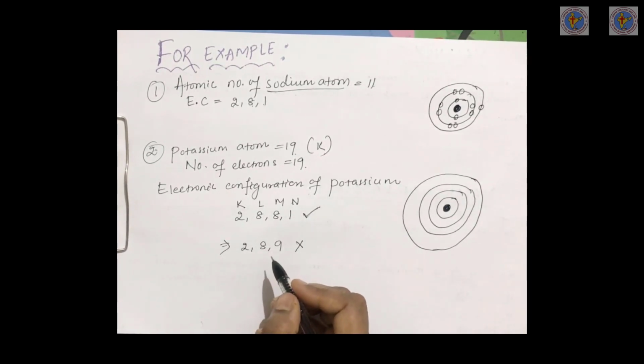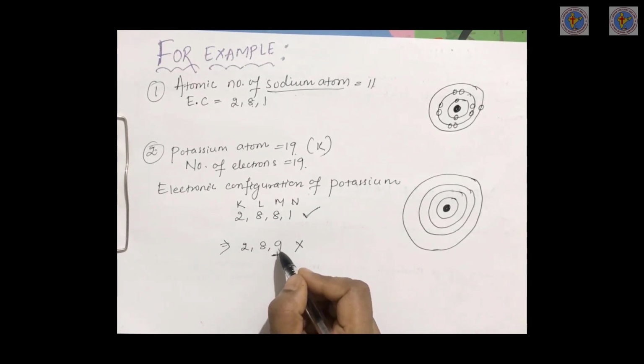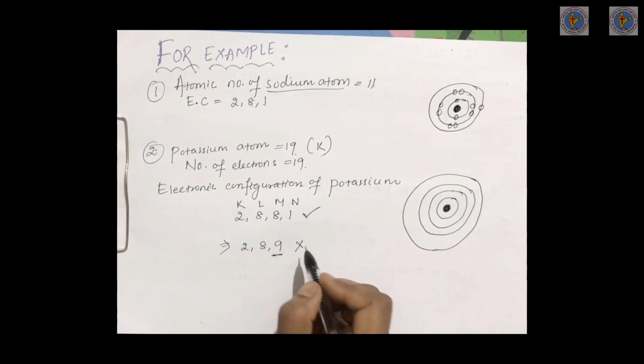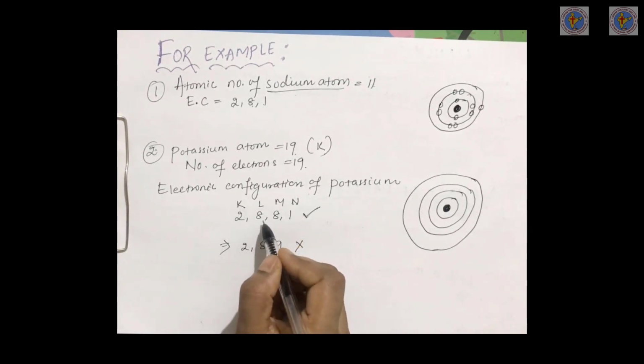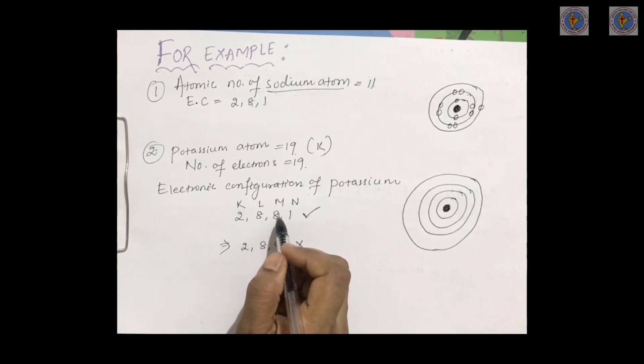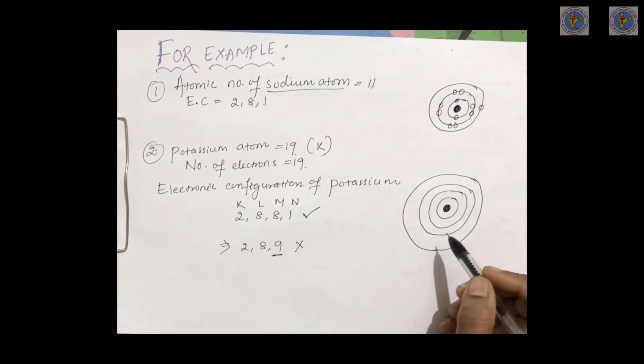The reason is that in case of the Bohr-Bury scheme, one rule is that the outermost shell should not contain more than 8 electrons. So here this is the outermost shell and you can see 9. That means it is more than 8 electrons. So this is wrong. You should write like this. Okay, this is the correct form of writing the electronic configuration of potassium. So now let us draw the orbital structure.